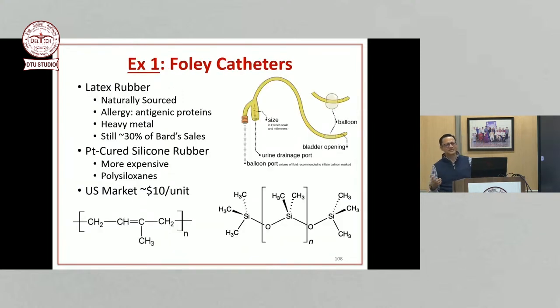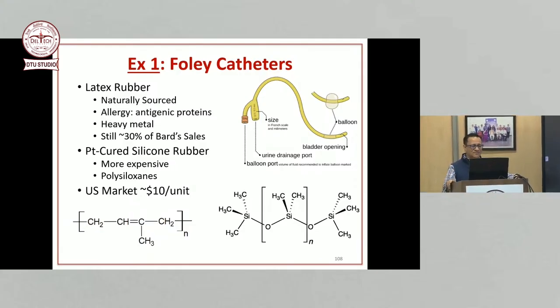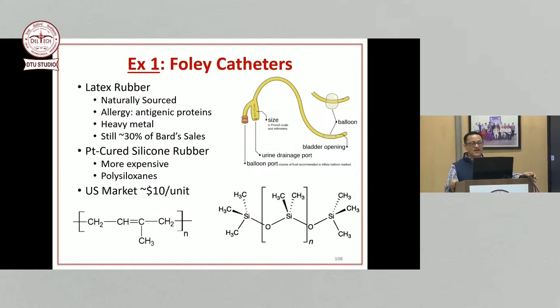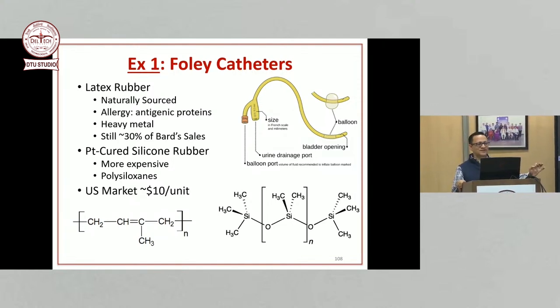Okay, some examples. We will talk in detail about some of these applications later, but I just thought I'll give you some examples. Foley catheters or urinary catheters. Naturally sourced latex rubber can cause allergy. Heavy metal, still 30% of the BARD sales are from these Foley catheters. Infection is a huge problem with Foley catheters. You can imagine a urinary catheter, there can be a huge problem with infection.